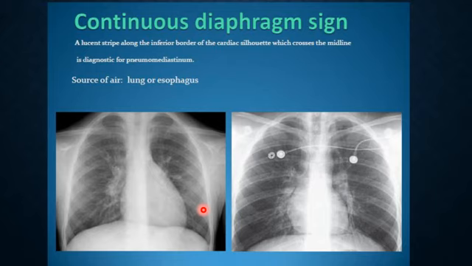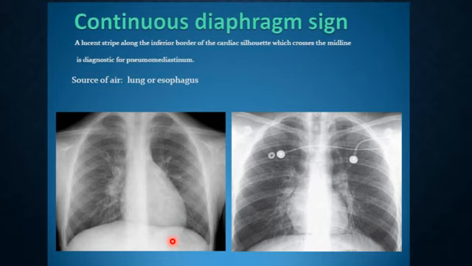Most of the time it's from the esophagus, not the lung. The lung usually causes pneumothorax, okay? Not pneumomediastinum, usually, but it can happen. So, for example, when you see here, for the first look, it looks like a very nice chest x-ray, maybe normal.